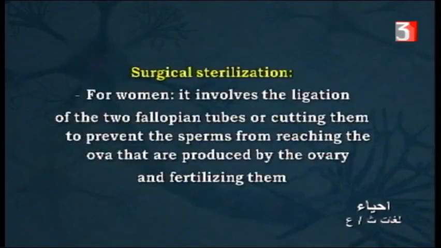Okay, surgical sterilization, and this is for women. It involves the ligation of the two fallopian tubes. Ligation means tying or cutting the two fallopian tubes to prevent the sperms from reaching the ova that are produced by the ovary and fertilizing them.